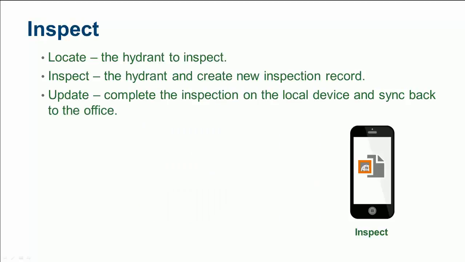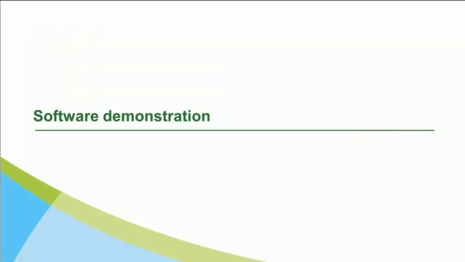The second step of the workflow is inspection. Now, we traditionally focus a majority of our time and effort on this phase. There are essentially three tasks to this process: locate, inspect, and update. First, we need to locate the hydrant to inspect. Then, we need to conduct the inspection. Finally, we need to record and update our findings on the local device and sync them back to the office. Now I'm going to turn it back over to Claire once again to demonstrate how to accomplish these tasks. Claire?